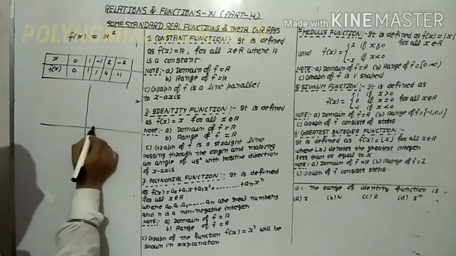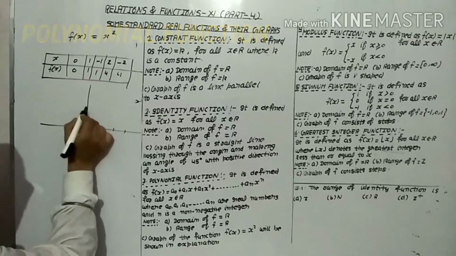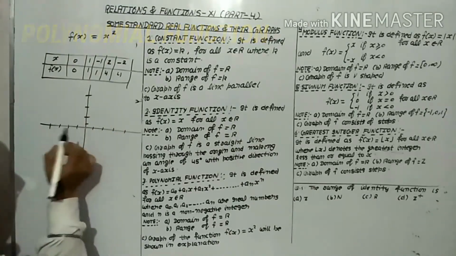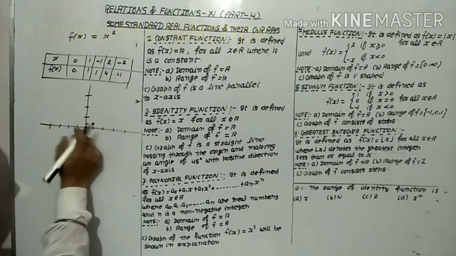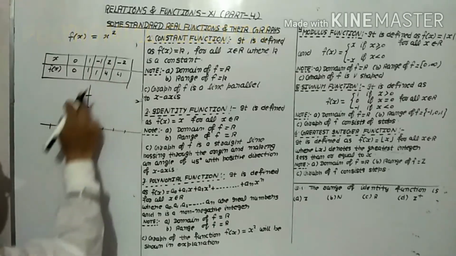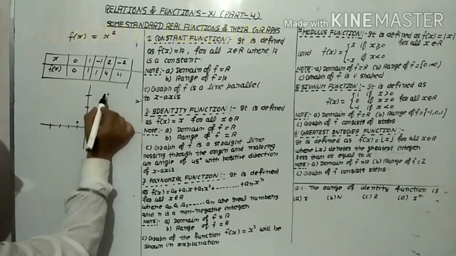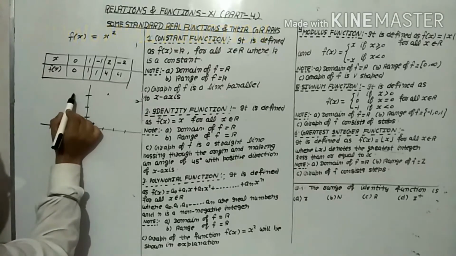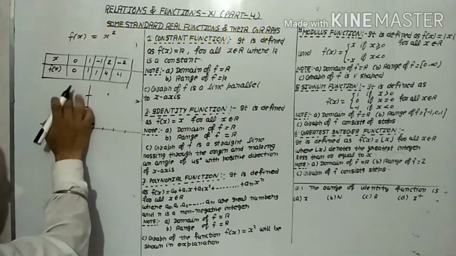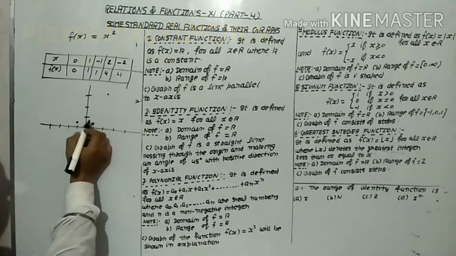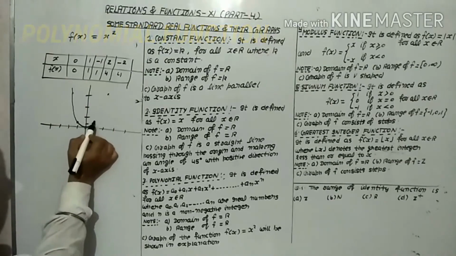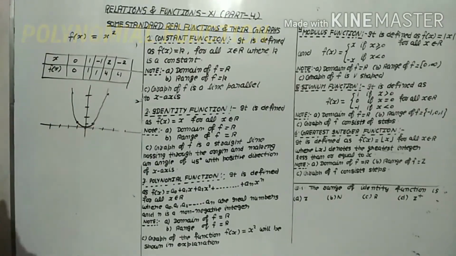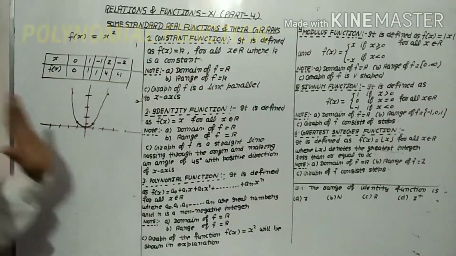Once you draw the graph, look at this. If x is 0, y is 0; if x is 1, f(x) is also 1. If x is minus 1, it means 1. If x is 2, this becomes 4. If x is minus 2, then f(x) will remain 4 only. It means 4 is here only. Now if you draw the graph of this, it is an upward parabola. So in polynomial functions we get different graphs according to the polynomial.